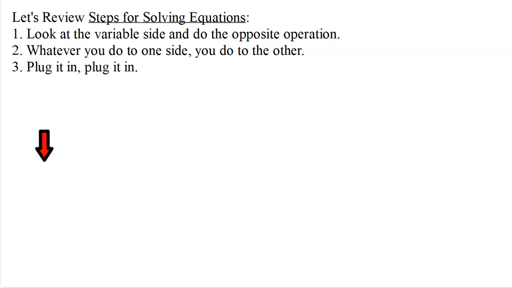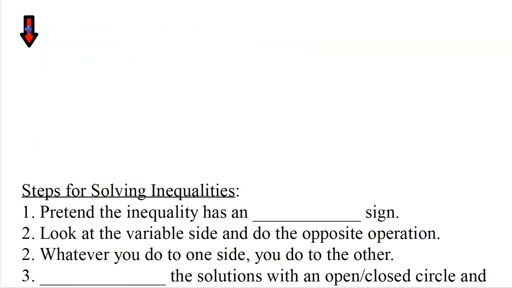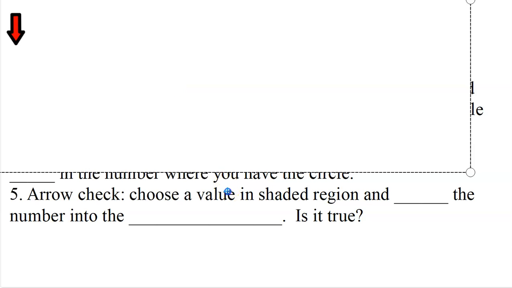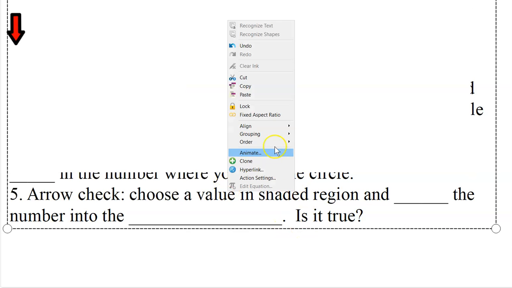or stays unequally balanced. Okay, here are our steps for solving equations. You look at the variable side and do the opposite operation. Whatever you do to one side, you do to the other, and then you plug it in. But now, I'm going to add a few more steps. So I'm going to put this up here, and move this up here, and then bring this to the front.